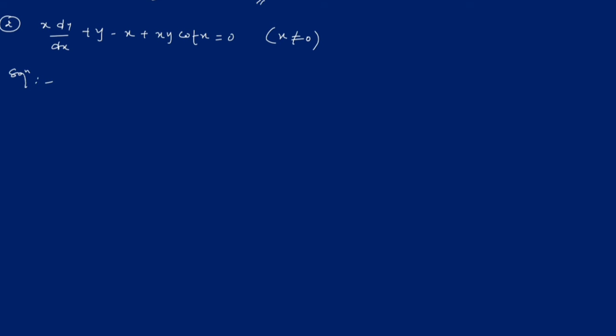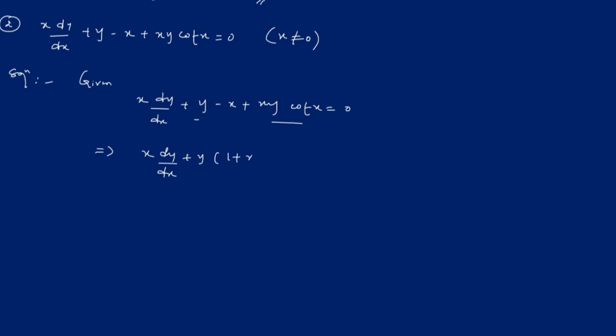Write the given equation: x dy by dx plus y minus x plus xy cot x equals 0. Now, which implies x dy by dx, from y and xy cot x, take y common outside, plus y outside, inside 1 plus x cot x.